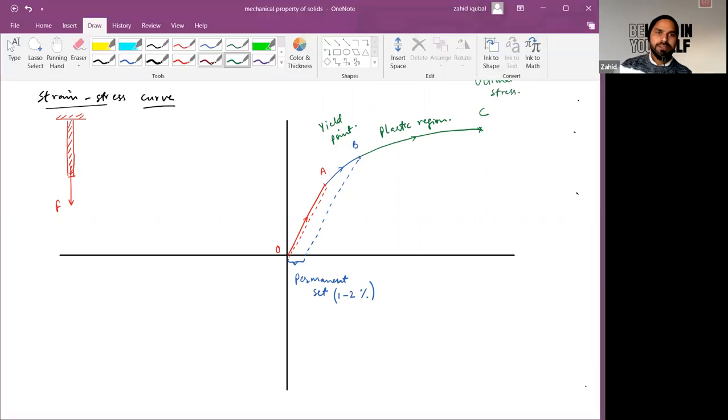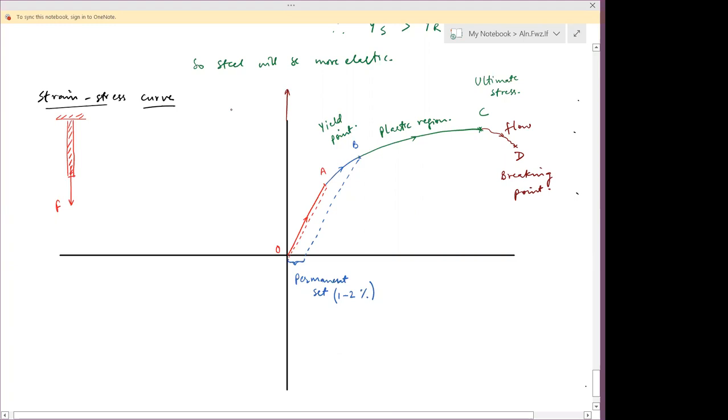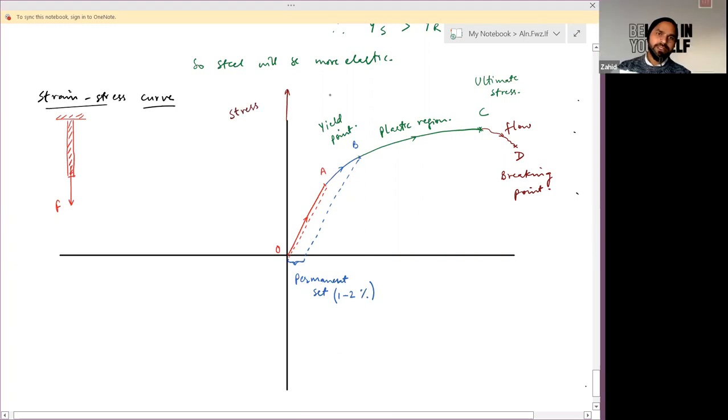But now, if you further apply deforming force to stretch it a little bit more, it will start flowing like this. And at some point D, it will break. So from C to D is the state of flow of that body, and point D is called the breaking point. Is it clear? Yes. In this entire curve, this vertical line is the amount of stress applied to it, and this horizontal line is the amount of deformation produced in it, that is strain.